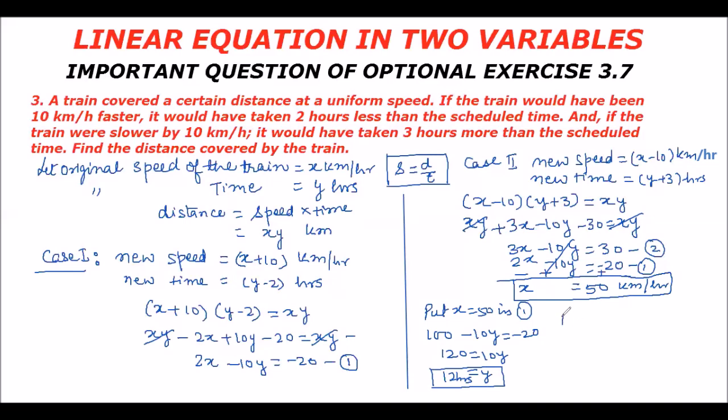He wants us to find out the distance. Distance is x into y. So this is 50 into 12, and this is equal to 600 kilometer, and which is the answer.